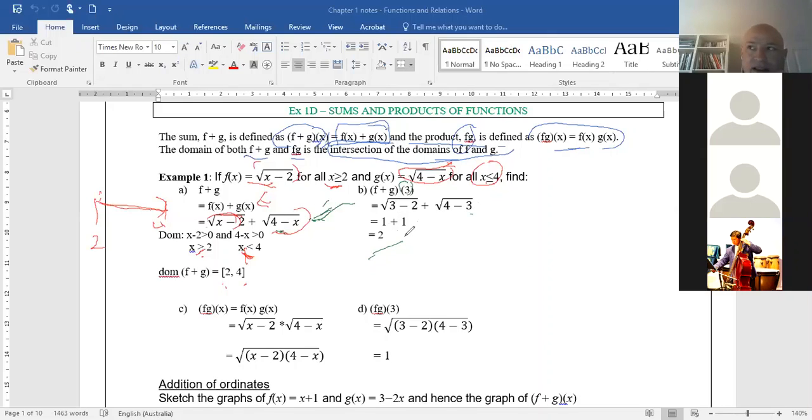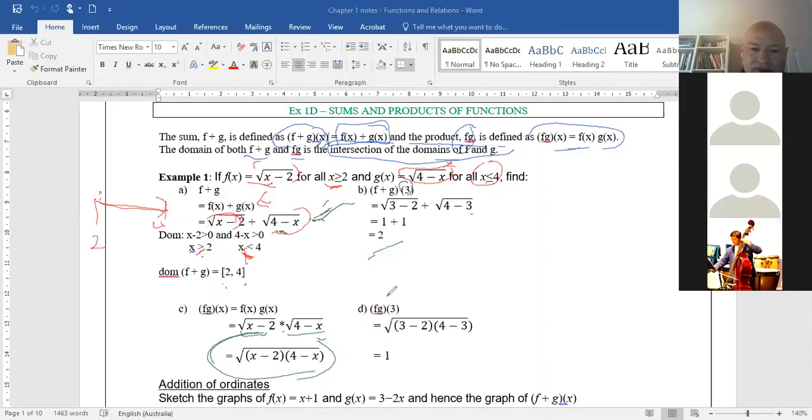Okay, part C. Here we are multiplying. So we're multiplying f and g. Again, I'm just going to get my f, which is the square root of x minus 2. I'm going to get my g, which is the square root of 4 minus x, and I'm going to times them together. We can simplify that. We can put them under one square root. I wouldn't go so far as to expand it. There's no need to expand because this is in factorized form. If you expand it, then you're not going to have any factorized form. So just keep it in factorized form.